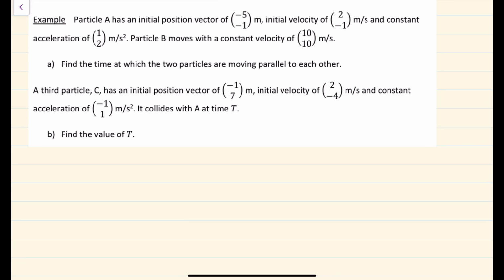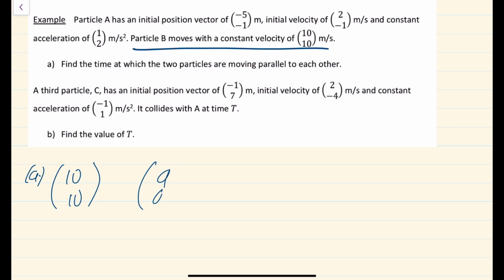Okay, so moving parallel means that their velocities are going to be in the same direction. So particle B moves with a velocity of 10, 10. So any vector parallel to that would be a, a. It could be 5, 5, it could be 1, 1, it could be 6, 6, but the top thing is going to be the same as the bottom thing. So that's really what we want to do. That's for particle B.